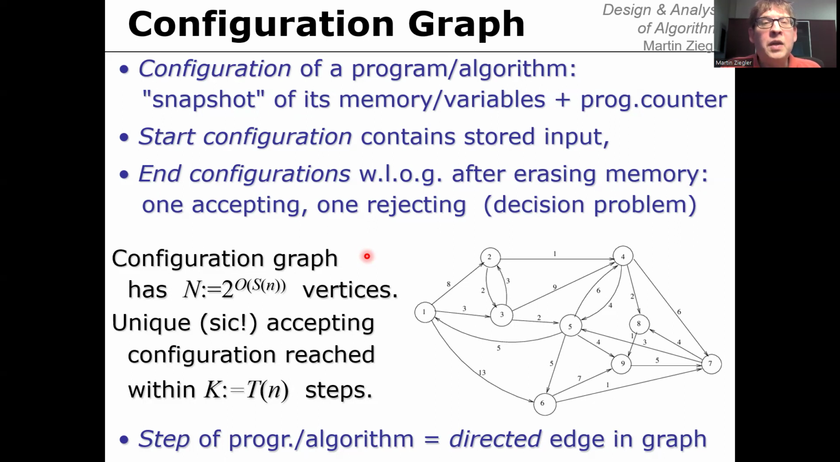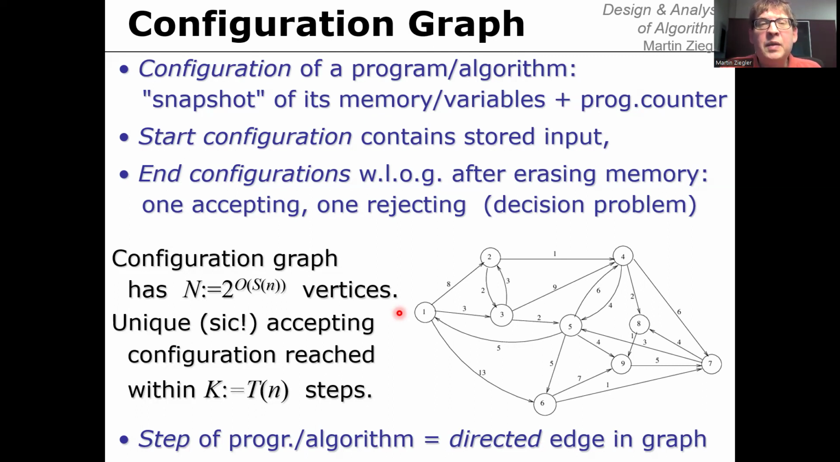And thus the original question, whether our algorithm accepts or rejects the input, whether the decision problem has the answer yes or no, translates to the question whether there exists a path of length at most t of n from the unique start configuration encoding the input to the unique accepting configuration. And for this, we have this very efficient parallel algorithm.